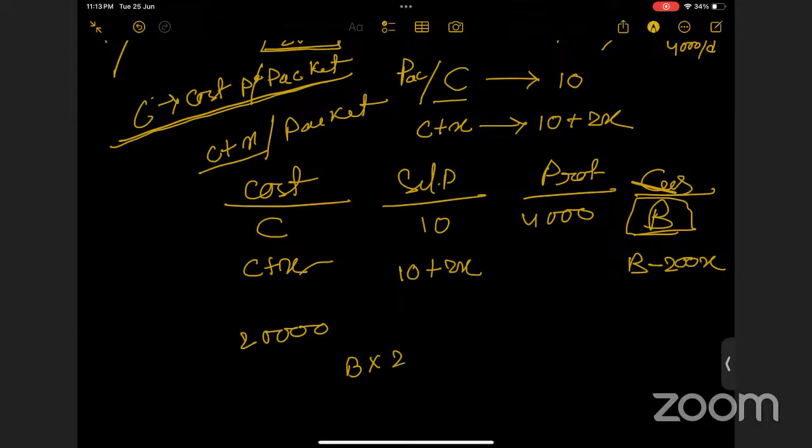The number of selling price, it will be the total income. Total income is... And the selling price is 10 for per packet. So why did you multiply with 20,000 for the customers? Because we have per day 20,000 is the selling price, right?